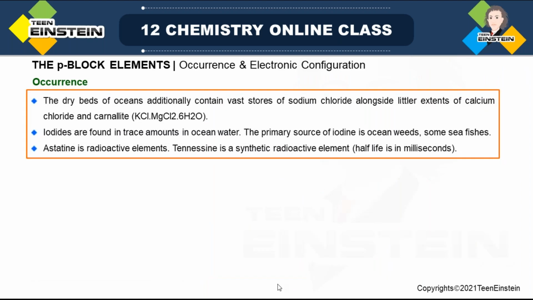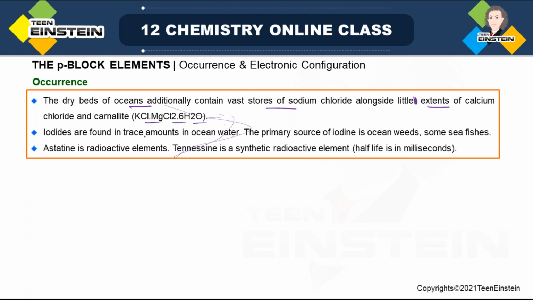Now, some more points related to occurrence we will see in this slide also. The dry beds of oceans additionally contain vast stores of sodium chloride alongside a small extent of calcium chloride and carnallite. So calcium chloride, that is CaCl2, and carnallite is this type of composition, that is KCl.MgCl2.6H2O.